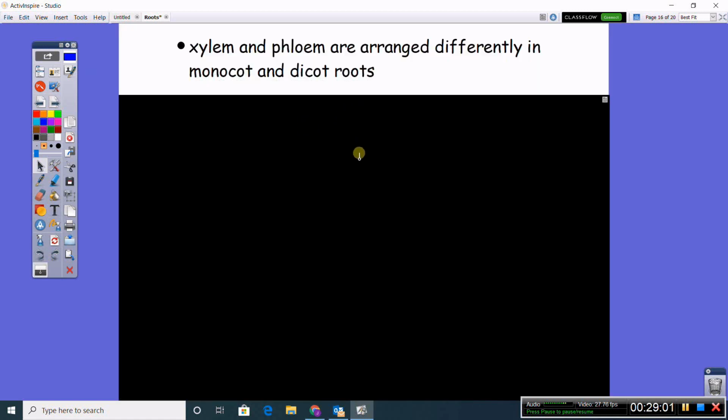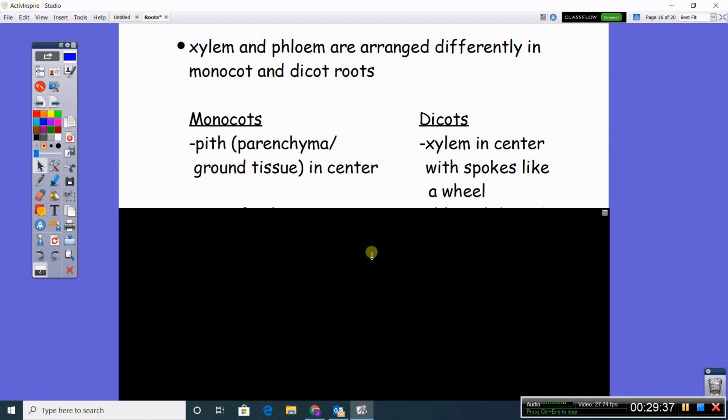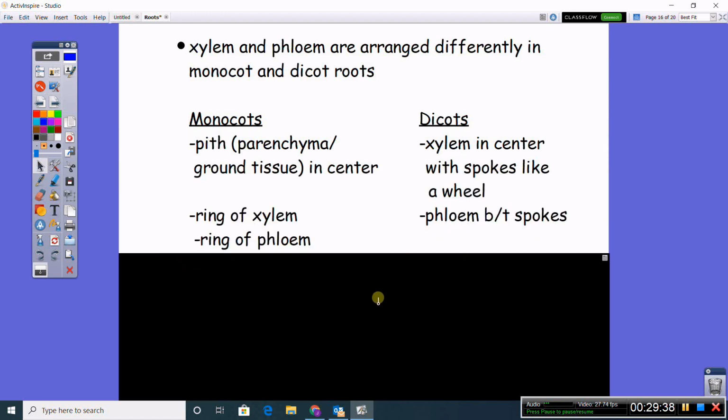So let's talk about the arrangement of xylem and phloem. Okay, xylem and phloem are arranged differently in monocot and dicot roots. So you got to get these two down pat before we start talking about secondary growth in stems, and then you got to learn the way xylem and phloem look in a monocot and dicot stem. So we're taking this a little bit at a time. We're just doing the roots today, but you got to make sure you really pay attention to this.